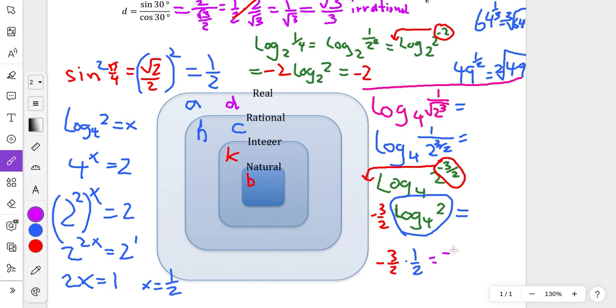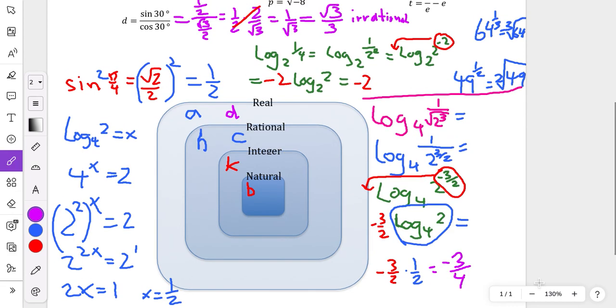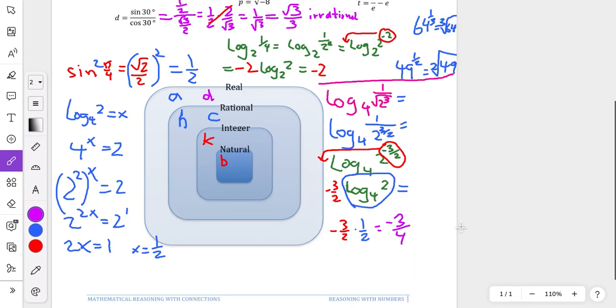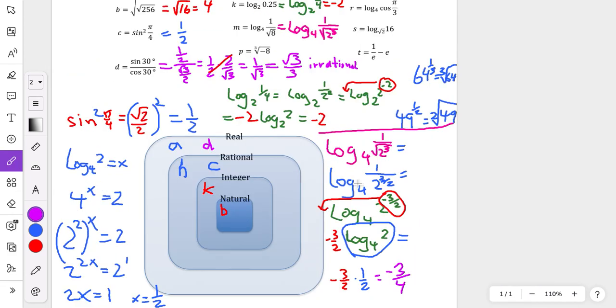Which ring does it go in? This is a rational number. This one was M as in Mary, so that means that M goes here. A lot of steps for that. And it just keeps getting better too.